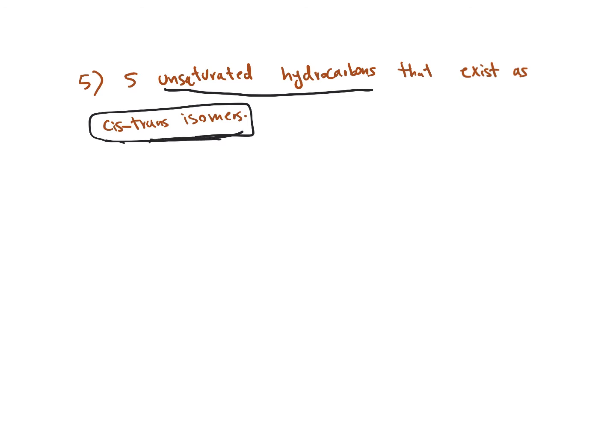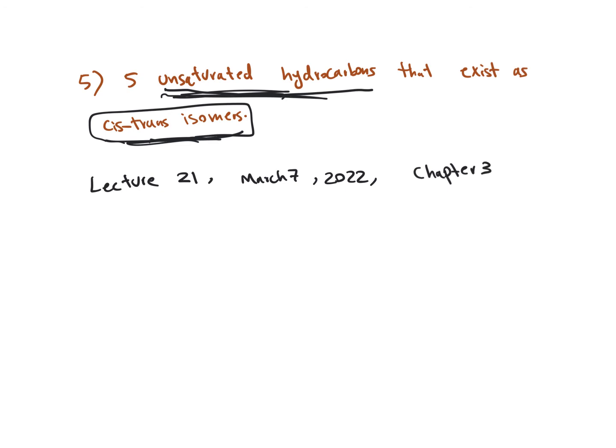So here we should name alkenes that have cis and trans isomers. And this is in your lecture 21, basically March 7, 2022, chapter 3. And I had a slide for you that I wrote based on the reference that I listed, that there are two requirements for cis and trans isomers. So first of all, rotation must be restricted in the molecule.